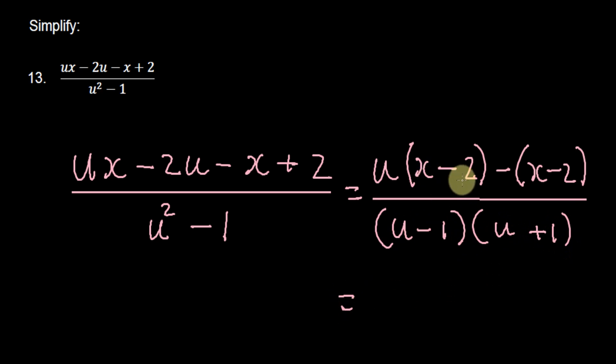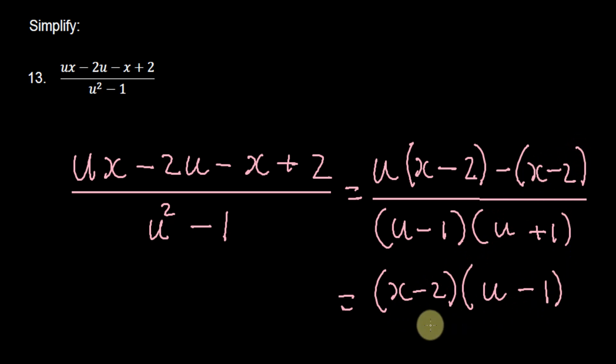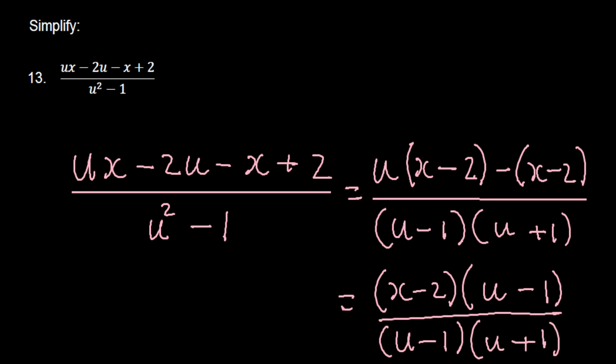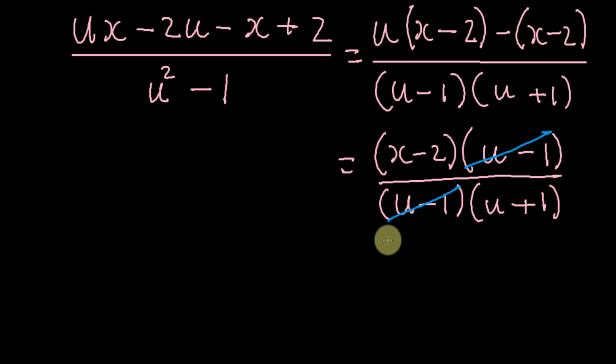In the numerator, x minus 2 is a common factor, so we can take it out. Here we're going to be left with u. Then a minus, and x minus 2 into x minus 2, once. We can cancel the u minus 1 in the denominator with the u minus 1 in the numerator. And we are left with x minus 2 all over u plus 1.